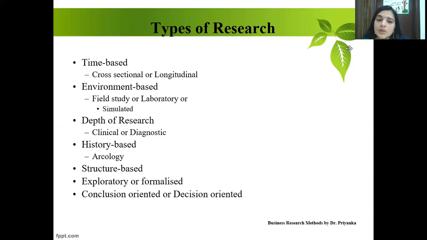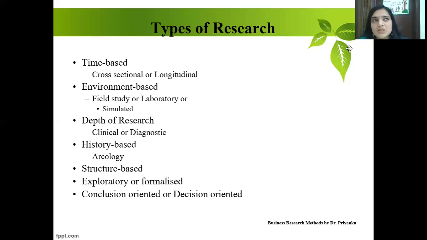But when it comes to longitudinal, either you are comparing the data over years, over 10 years, 20 years, 50 years, or you are comparing the data for years as well as for companies. These terms are called panel data or cohort. Then environment based. We always hear about life sciences, medical sciences, that they just found out a medicine for some disease and they are going to experiment with it, right? That is basically related to the medical field.